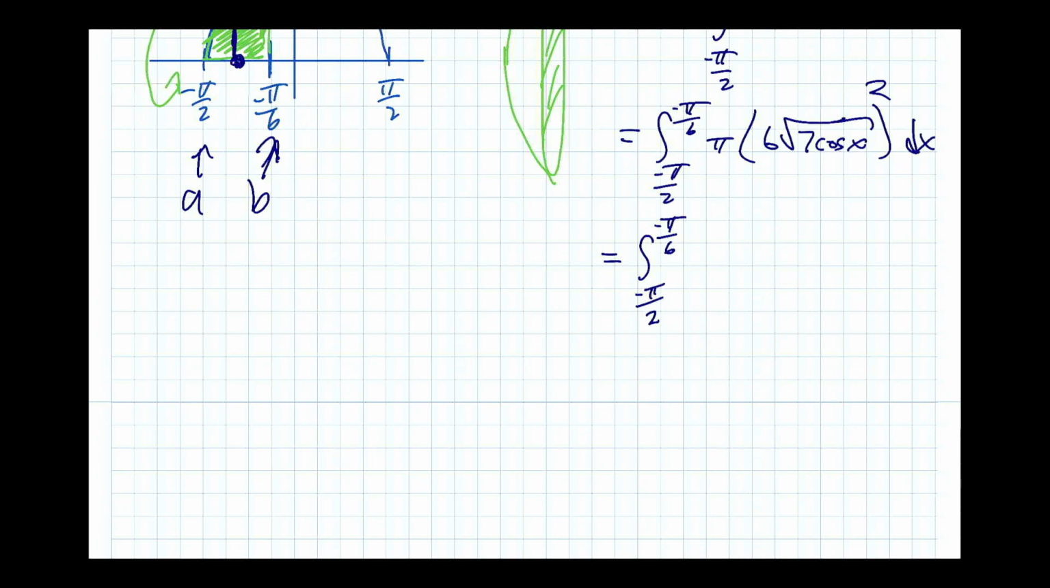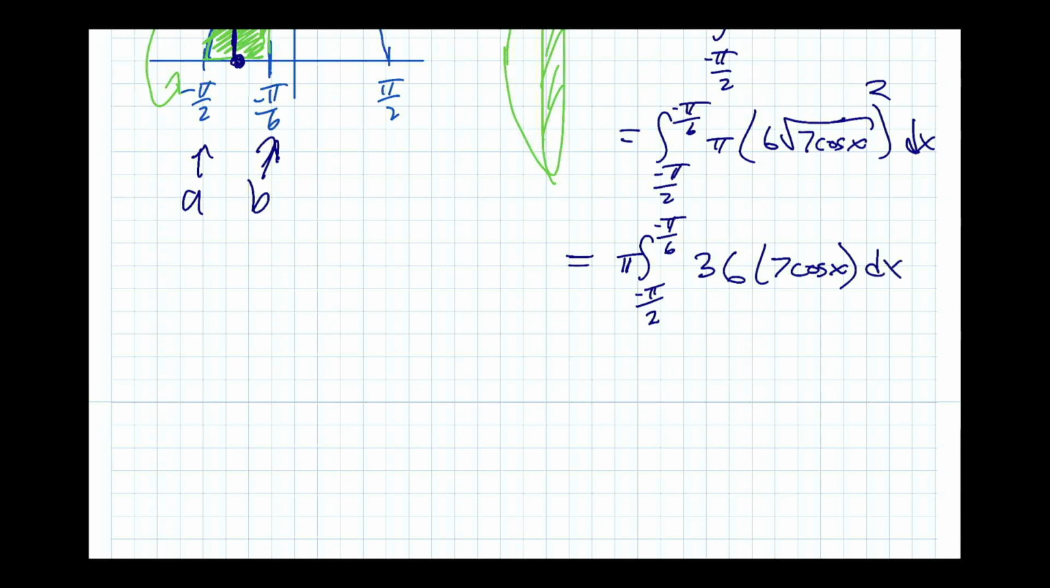So what are we doing here? Well, first of all, you can take that pi out. You can always take the pi out of the integral if you want. And then we need to square this. Be careful when you square this, right? Both of these things are squared, the 6 and the square root. So when you square the 6, you get 36. And when you square the square root, it's going to go away. So you have a 7 cosine x. Not 7 squared, because the 7 was in the square root. So when you square it, it doesn't become 49. The square root just goes away.